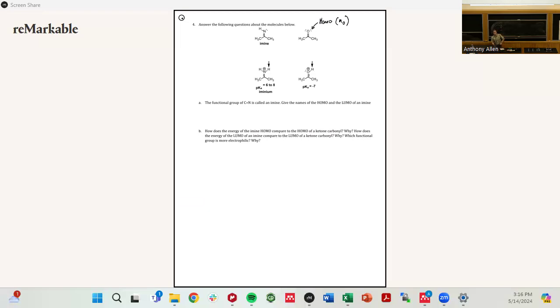What is typically your LUMO? What is that associated with? Nucleophile or electrophile? Electrophile. So what's electrophilic about a carbonyl? The pi star, the pi bond. So when you want to accept electrons at a carbonyl, you need to do it at the LUMO, which is pi star CO.